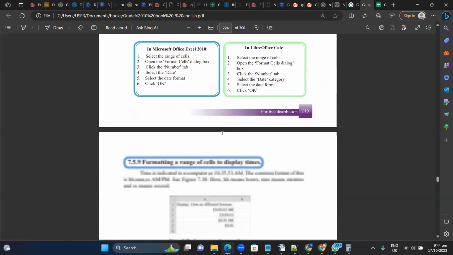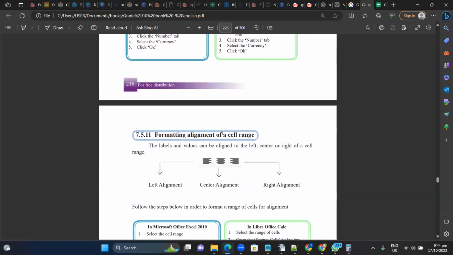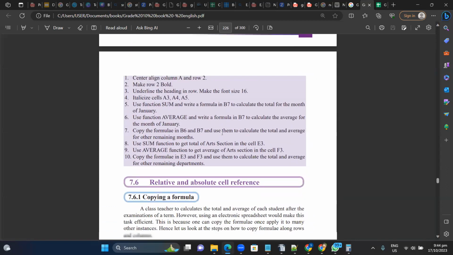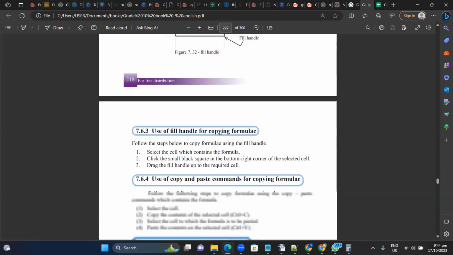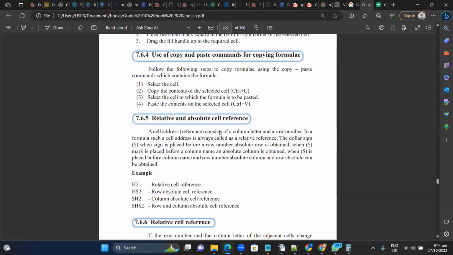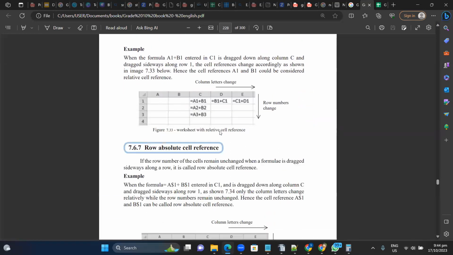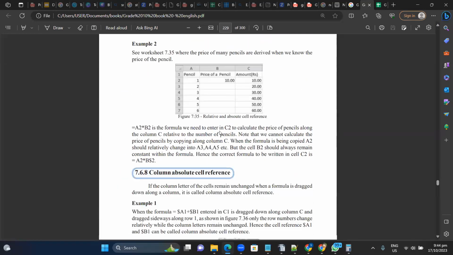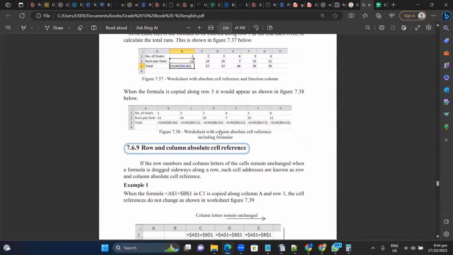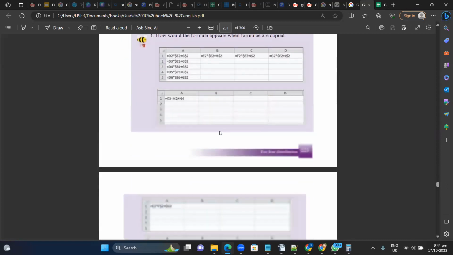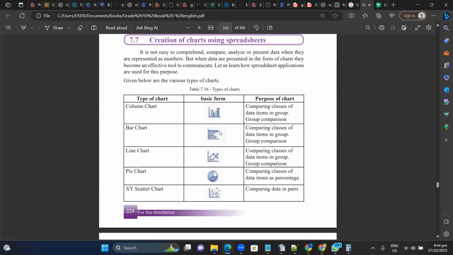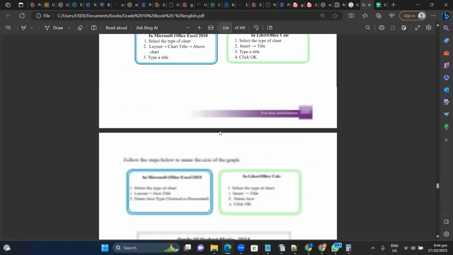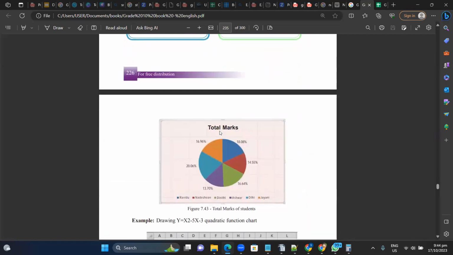Transitive notation, yes, this is done. Alignment done. Formula copying done. Fill handle done. Relative cell reference done. Absolute reference done, the dollar sign, yes, done. These things are done. Charts completed. Sorting completed.